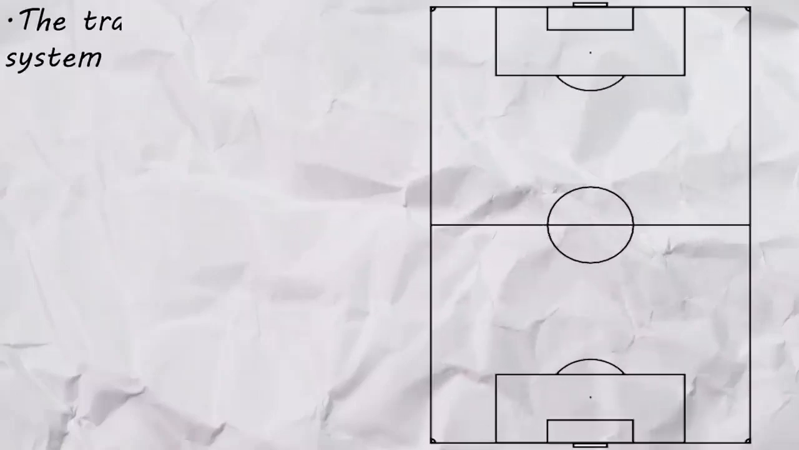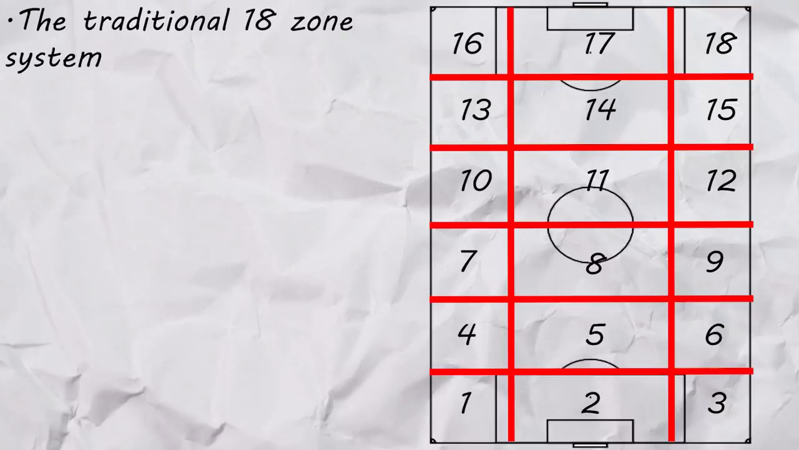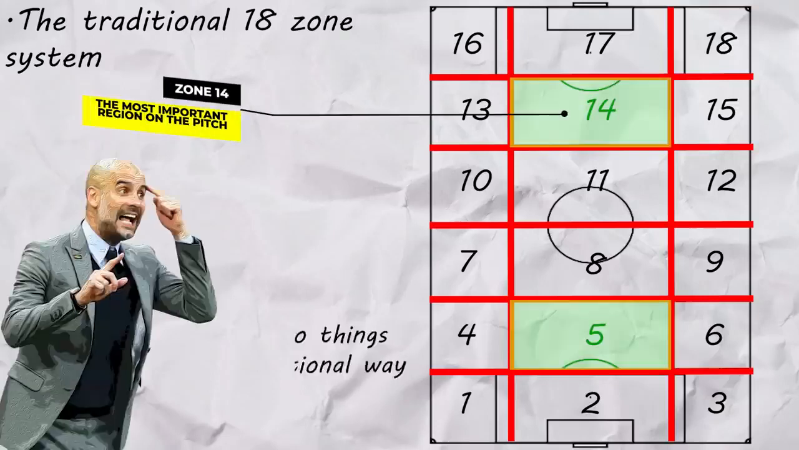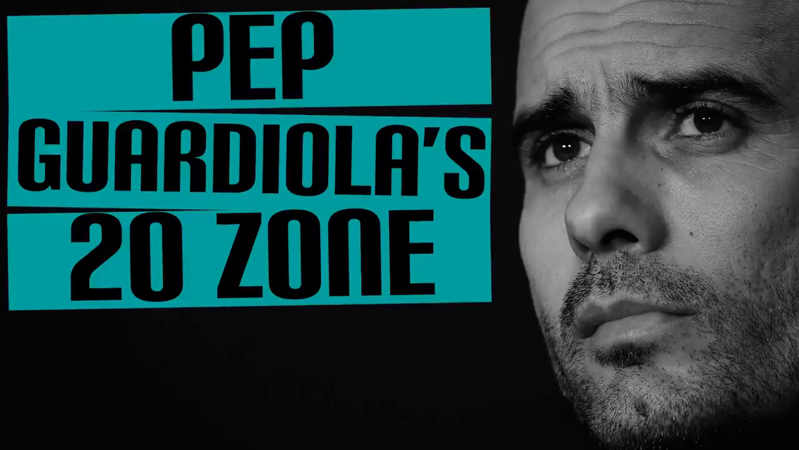In a previous video, we discussed how the pitch is traditionally split into 18 zones when analyzing a team, and the importance of Zone 14. However, Pep Guardiola is a man known for not doing things the traditional way, and he has devised his own method of doing this. So, in this video we take a look at Pep Guardiola's 20-zone system.